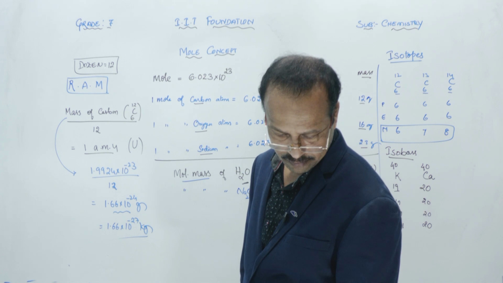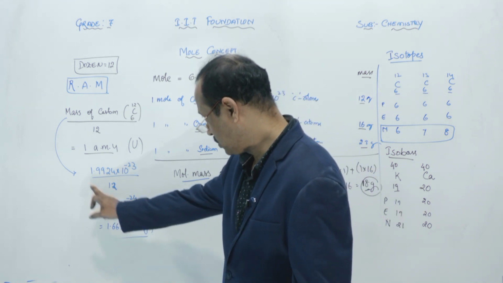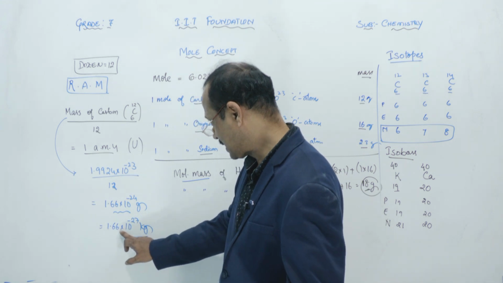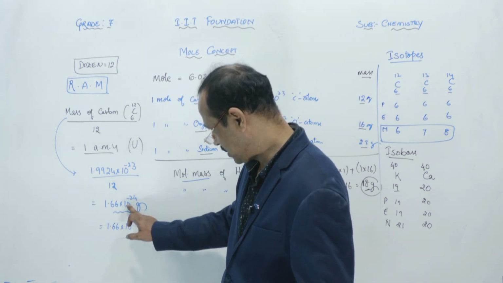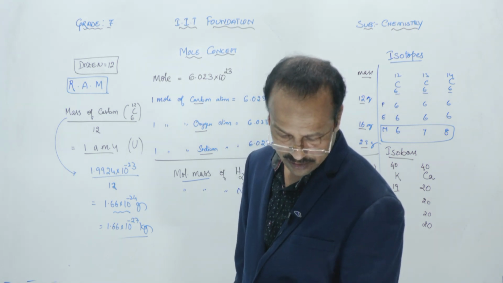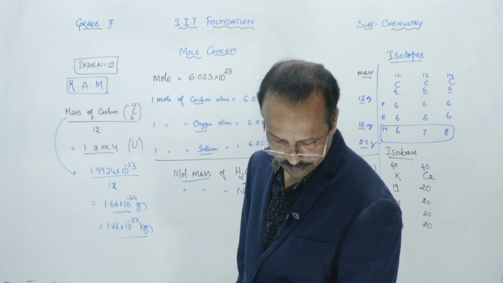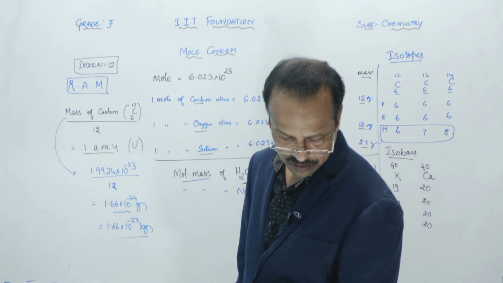Now 1 AMU is equal to 1.66 into 10 to the power of minus 24 grams, or minus 27 kg. So what is there? Kgs. So the fourth option, 1.66 into 10 to the power of minus 27.